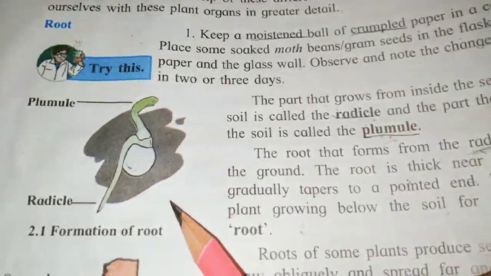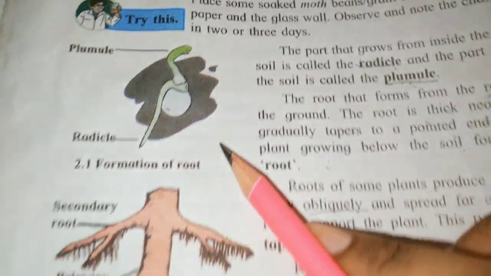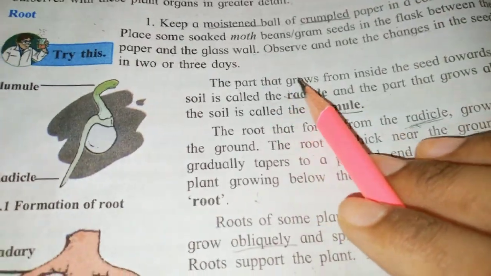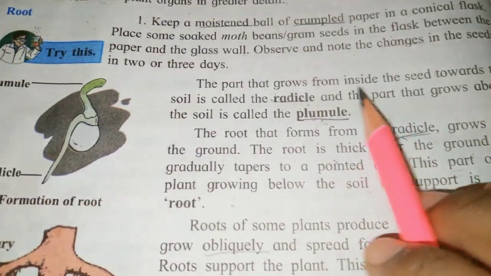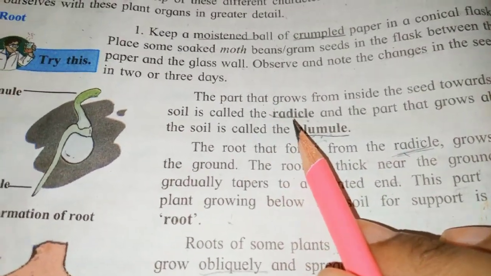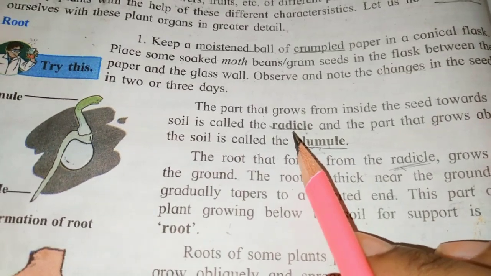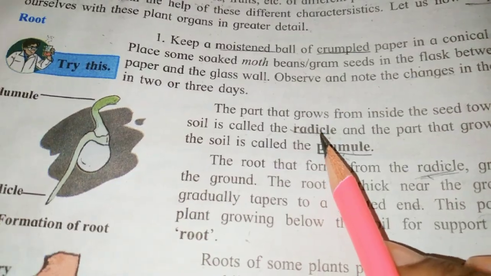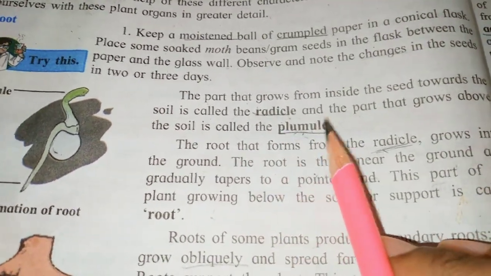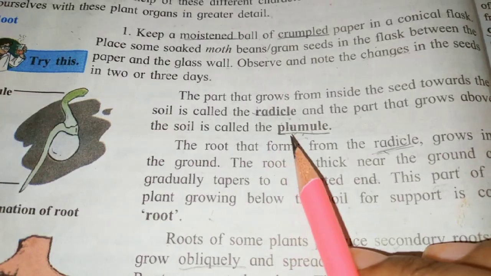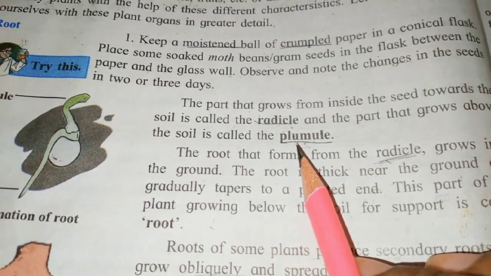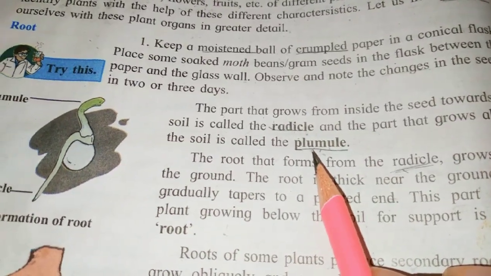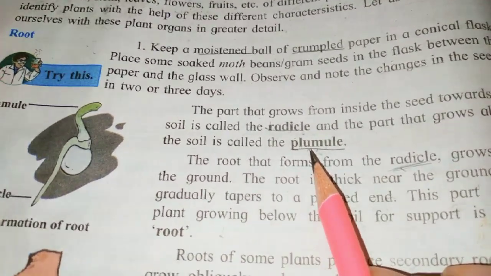You can see a formation of root picture and here tap root. Okay, I will teach you. The part that grows from inside the seed towards the soil is called the radicle. Now, what is the meaning of radicle? Relating to or affecting the fundamental nature of something is called the radicle. And the part that grows above the soil is called the plumule. What is the meaning of plumule? It means the rudimentary shoot or stem of an embryo plant is called the plumule.